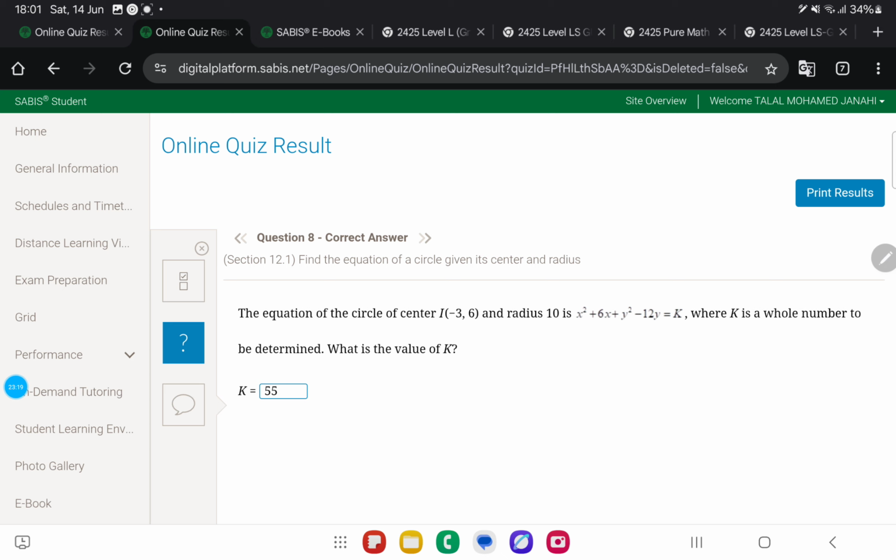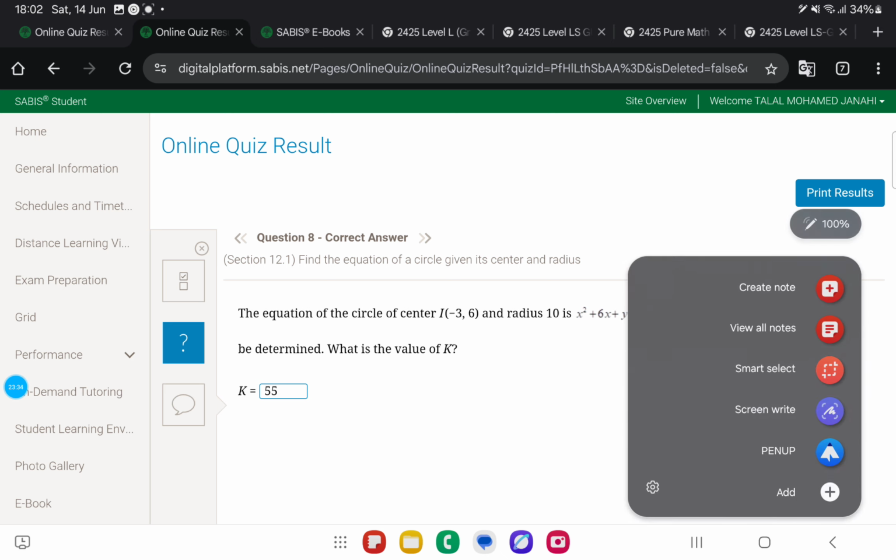So watch out for mistakes like these, guys. Now, the equation of the circle of center I (negative 3, 6) and radius 10 is x squared plus 6x plus y squared minus 12y equals k, where k is a whole number to be determined. What is the value of k?